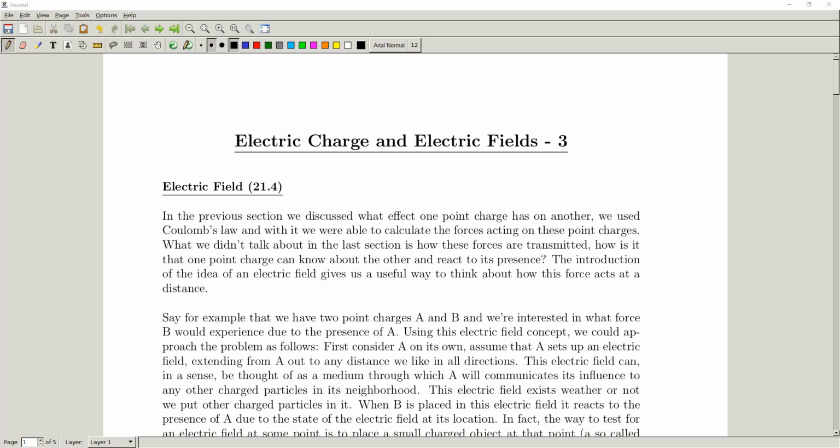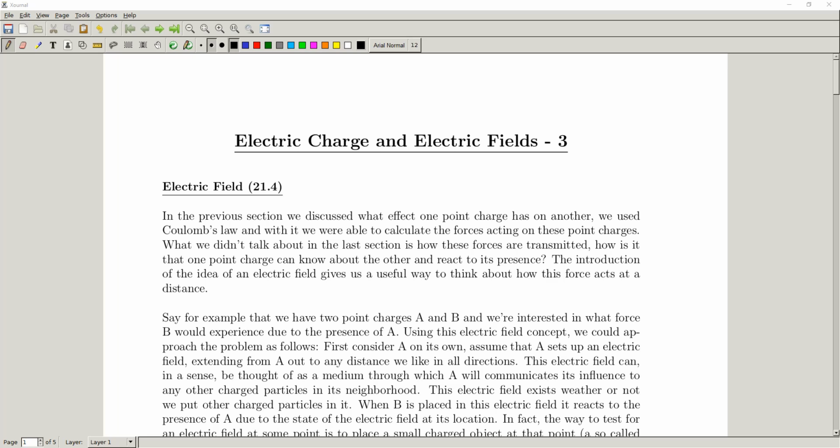In the previous module, we discussed the effect that one point charge would have on another one, right? We used Coulomb's law. We were able to calculate the forces acting on these points, right? So the influence that one point charge would have on another, and vice versa. Then we were able to also add in additional point charges and see what effect these would all have on each other, right?